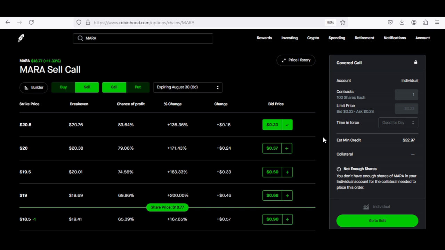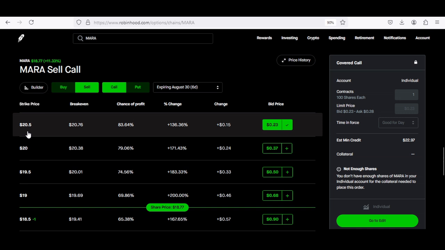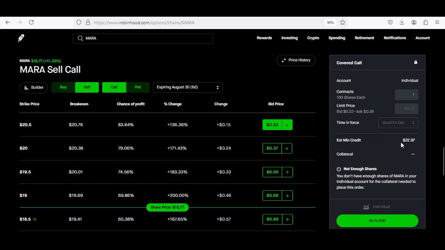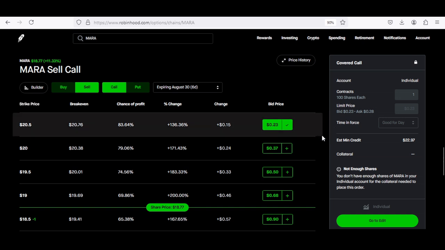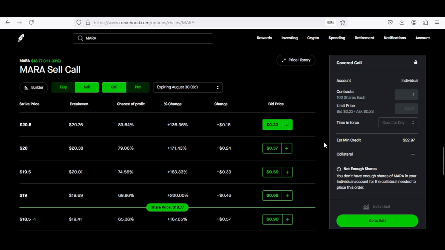So, the other way this trade could go is that come expiration date once again of August 30th, if MARA is trading at any price below 20.5, then once again you get to keep your $23 and you get to keep your 100 shares of this stock. And you're able to do this trade for the following week. And that's how you trade with a small account to keep generating weekly income in order to grow your portfolio.